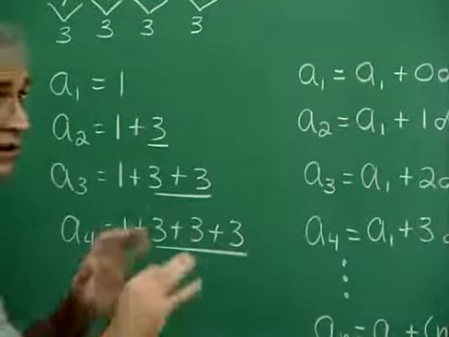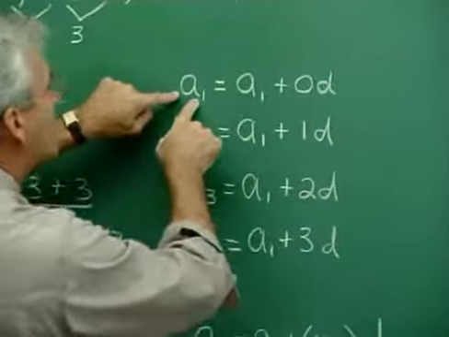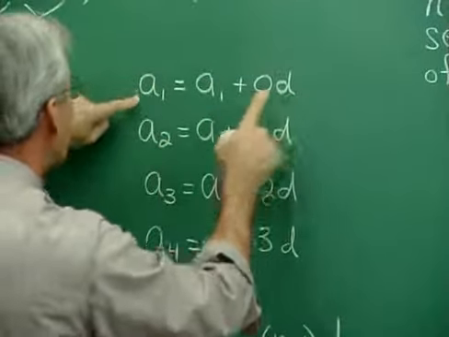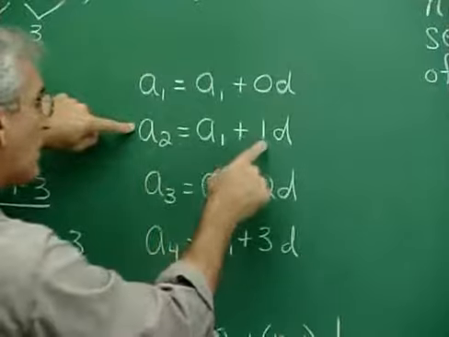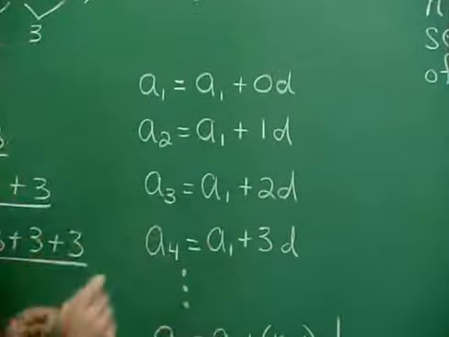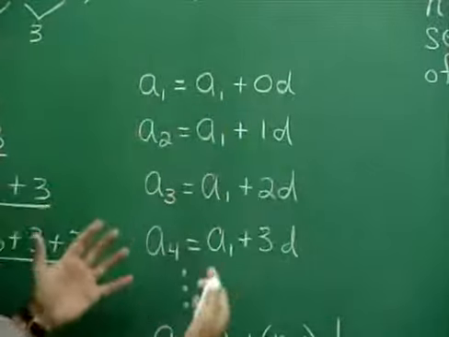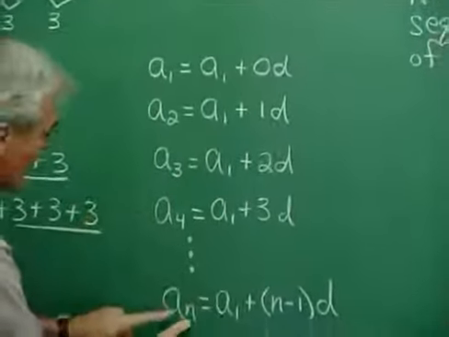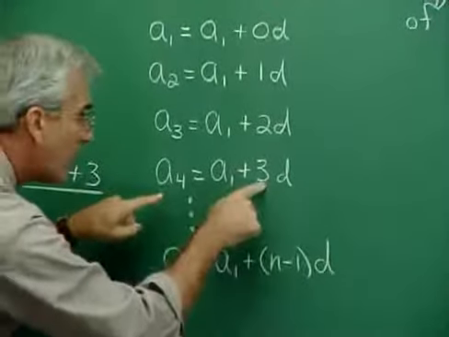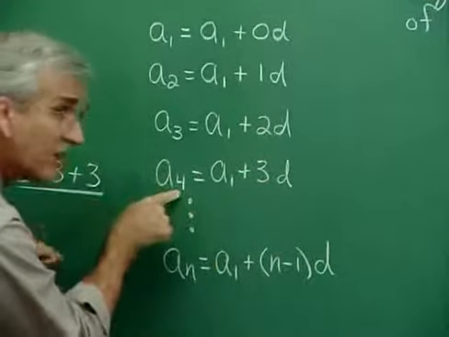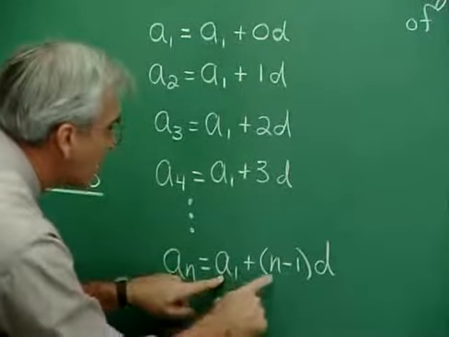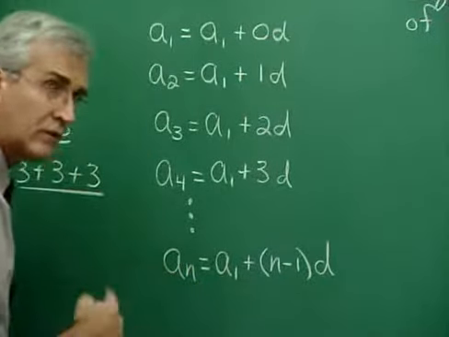Generally, or a little more generally, A sub 1, the first item in the sequence, is A sub 1 plus no common differences. And then A sub 2 is A sub 1 plus 1 common difference. A sub 3 has 2 common differences. A sub 4 has 3 common differences. And then you can generalize it even further to the nth term. You can say, well, the nth term would have, let's see, how many common differences? Well, you notice that the number of common differences is 1 less than the number here. What's 1 less than n? Oh, it's n minus 1. So it's A sub 1 plus n minus 1 times d, the common difference.